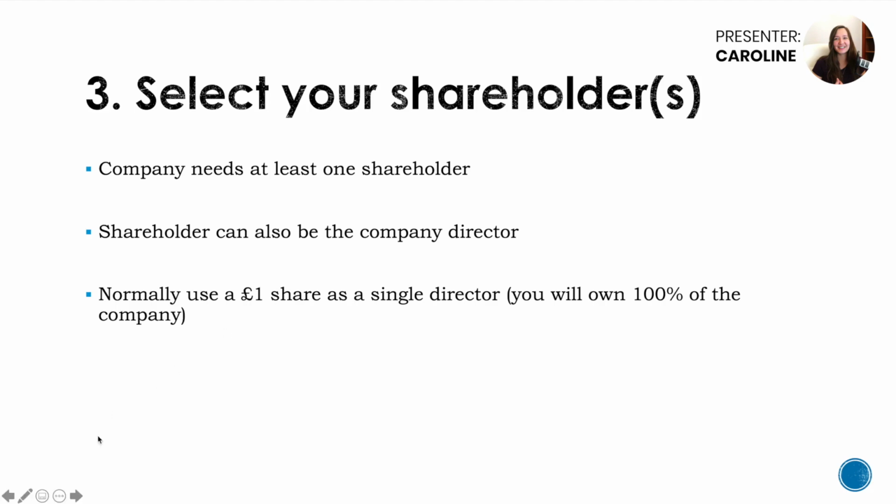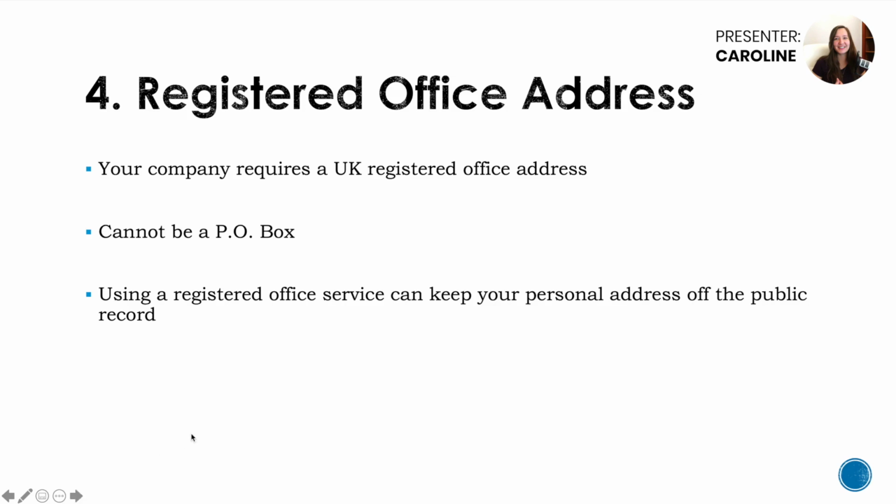And the next one, number 4, a registered office address. Again, this is required to be displayed on Companies House. Your company requires a UK registered office address. If you are living in Scotland, let me just point this out, your registered office address will be Scottish, and that means you will have a Scottish registered company.